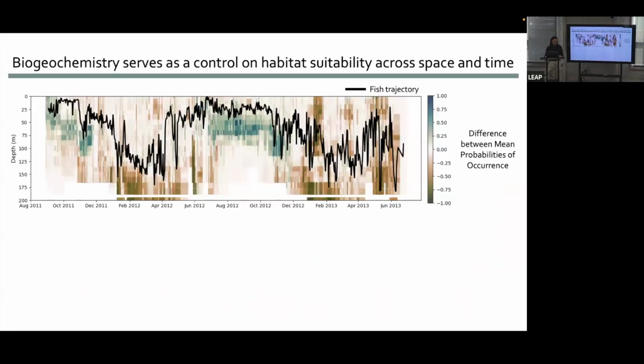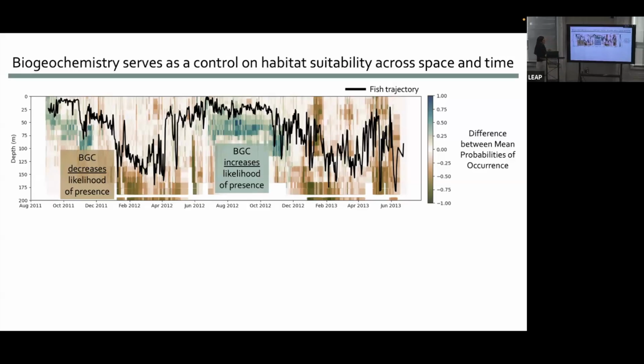So taking a look at the difference in probabilities of occurrence between the 2 model configurations that we saw on the previous slide, we can see where these biogeochemical predictors either increase or decrease the likelihood or probability of occurrence along the fish track. So here, brown colors show areas where biogeochemistry decreased the likelihood of a fish presence, whereas green colors show areas where biogeochemistry increased the likelihood of a fish presence.